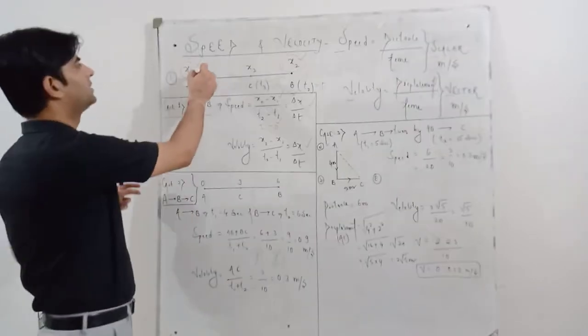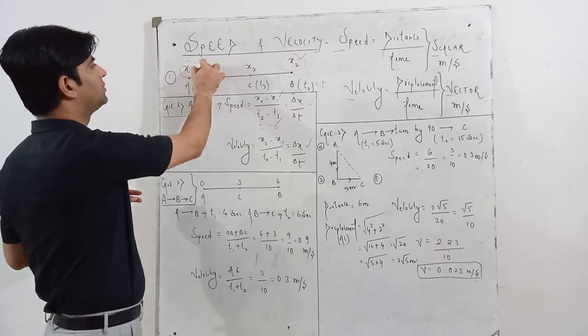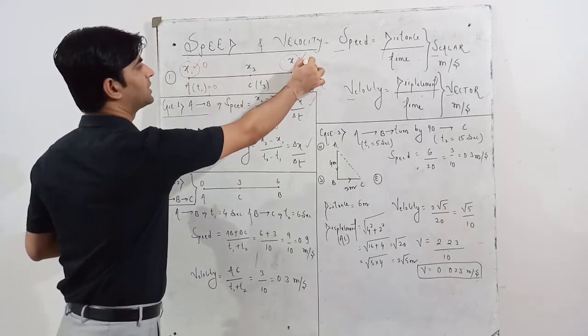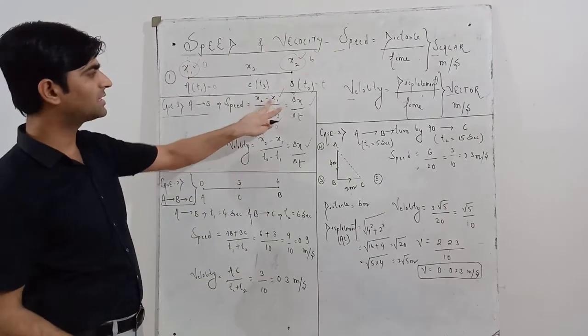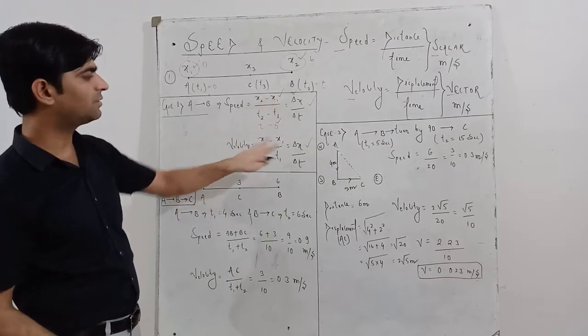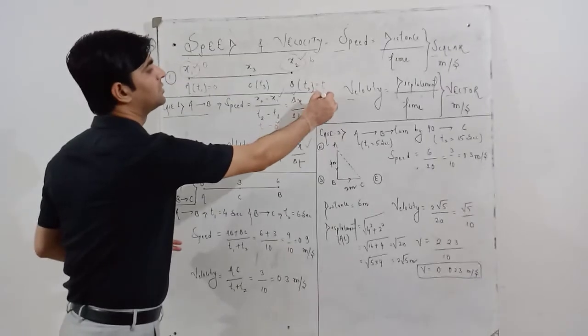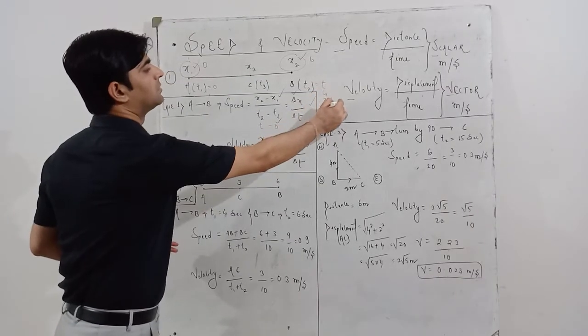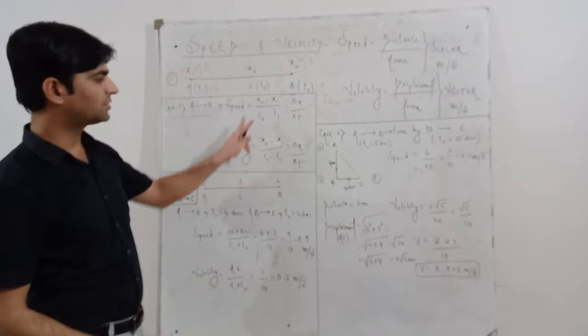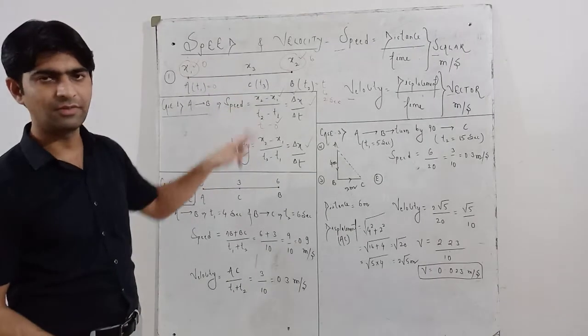Suppose I take x1 to be 0 and x2 to be 6. So here also it is x2 minus x1, so 6 minus 0. Here also it will be 6 minus 0. Initial time you may take 0, and if I take the final time as 2 seconds, again it will be 2 minus 0 for both speed and velocity.